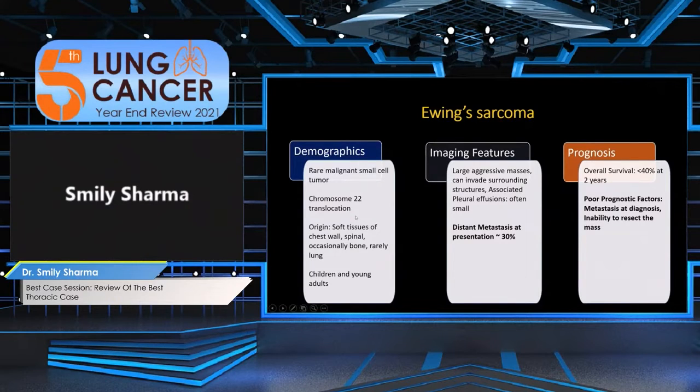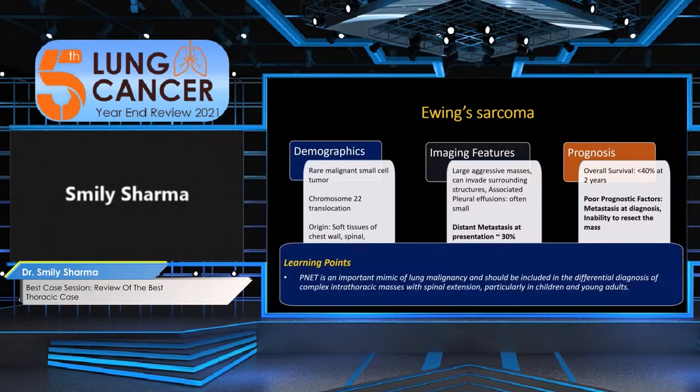Now considering the discussion, Ewing sarcoma is a rare malignant round cell tumor which can present as large aggressive masses in the chest wall, and they have associated small pleural effusions, not the massive pleural effusion which was assessed in the earlier institution. They can present with distant metastasis at presentation. They have an overall poor survival rate and poor prognosis.